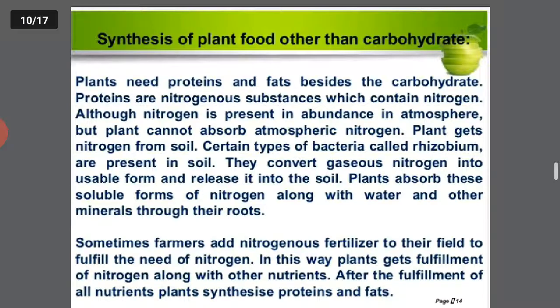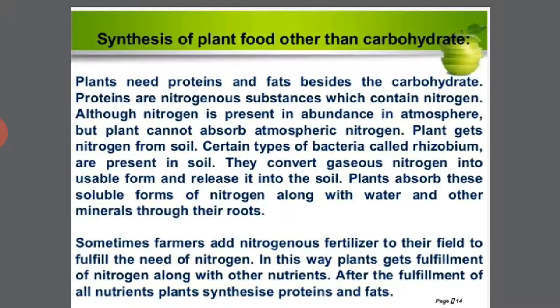Synthesis of plant food other than carbohydrate. Okay, let's study it also. Plants need proteins and fats besides carbohydrates. Proteins are nitrogenous substances which contain nitrogen. Although nitrogen is present in abundance in the atmosphere, plants cannot absorb atmospheric nitrogen. Plants get nitrogen from the soil.